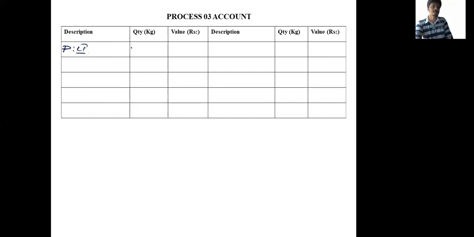process 2 account, quantity 840, value 113,400. Okay.